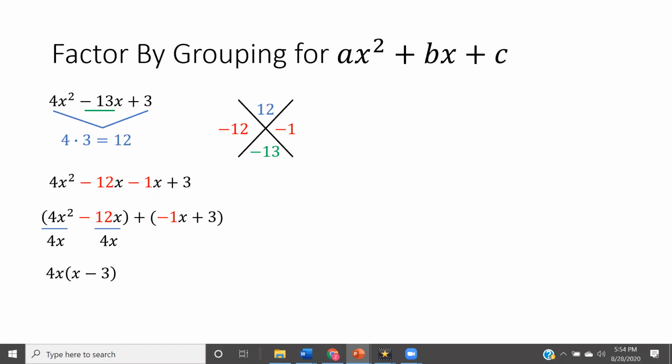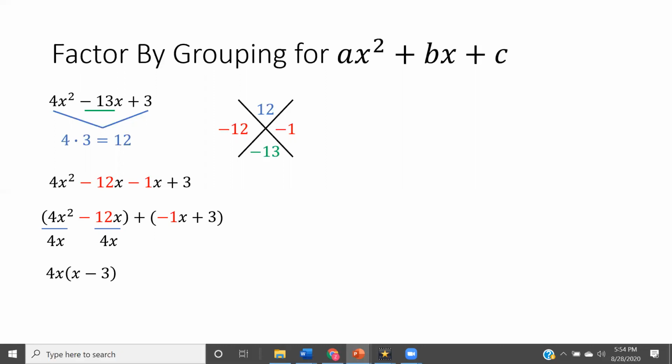So 4x squared divided by 4x gets me x. -12x divided by 4x gets me 3. And then moving on to the second parentheses. And this is, again, something we talked about last lecture. Really, there is no GCF, so you could argue, okay, just put 1 in front of the two parentheses and then go ahead and factor by grouping.